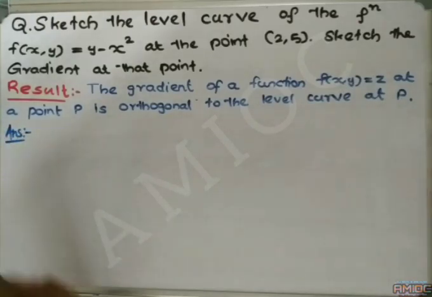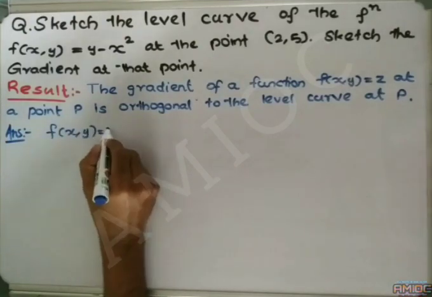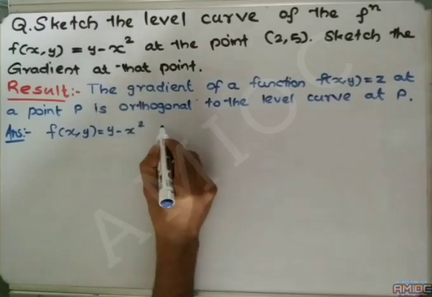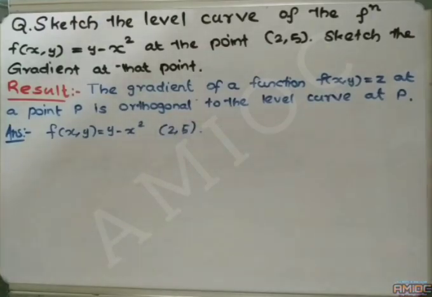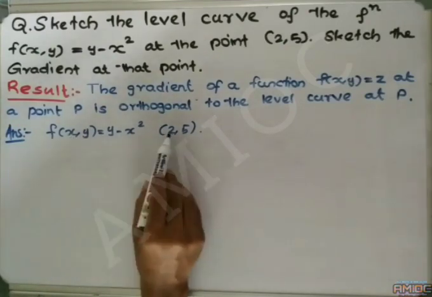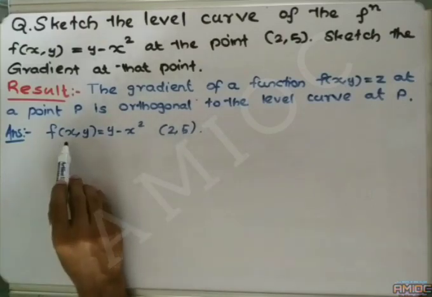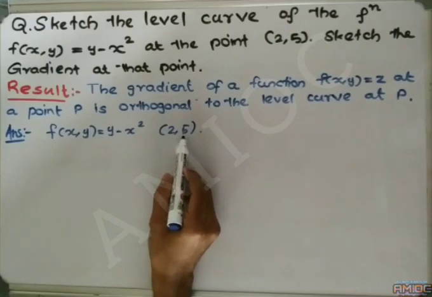We are given the function f of x, y equal to y minus x square, and the curve passes through the point (2, 5). In order to find the level curve of the given function passing through (2, 5), we have to evaluate the function value at (2, 5). That means f of (2, 5). The x value is 2 and the y value is 5.